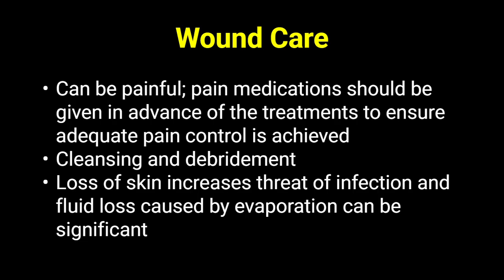Another major concern is the loss of the skin's protective barrier. Without intact skin, children are at increased risk for infection, and they lose large amounts of fluid and heat through evaporation. This is why maintaining sterile technique, monitoring for signs of infection, and replacing fluids are essential parts of burn care. Throughout treatment, nurses also monitor the wound for healing, drainage, odor, color changes, and signs of infection, while providing emotional support to both the child and family.